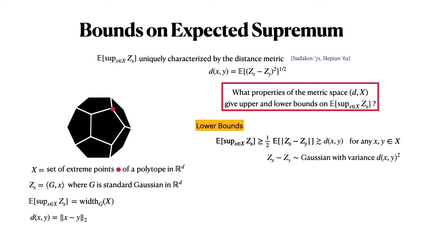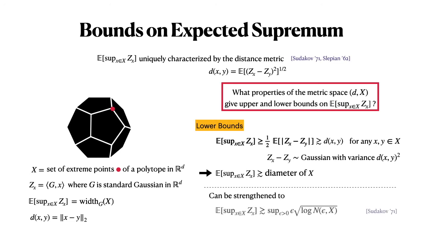And Z_x minus Z_y is a Gaussian with variance distance squared. So in particular, this gives us that the expected supremum is lower bounded by the diameter of X by taking 2 points x and y with maximal distance in X. So this gives us a very simple lower bound. And here we only chose 2 points, but one can ask, if we chose many points in our point set, then can we strengthen this lower bound? And it turns out that this can be done.